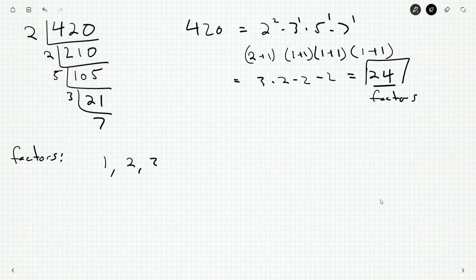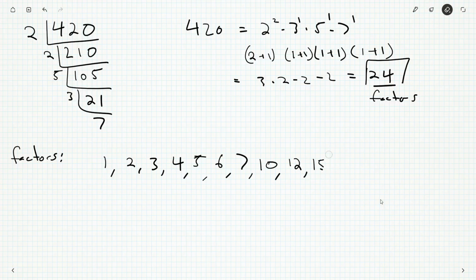So 1, 2, 3, 4, 5, 6, 7. Wow, that's a lot already. What's the next one? 10, I guess. And so far we've got 8 of them. 12 is a factor. 14 is a factor. And as you write these out, and I'm just trying to write them out in increasing order, you can get the corresponding factor. We're going to need them anyway.